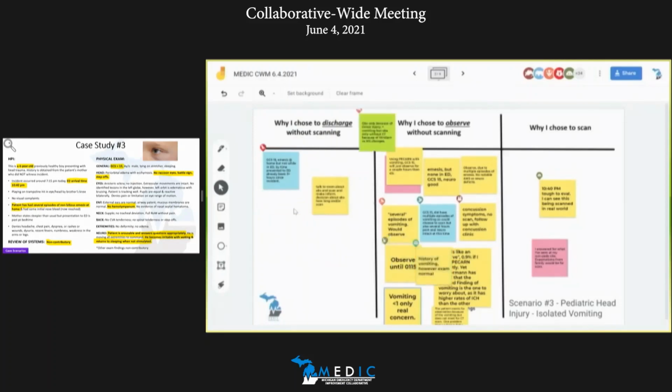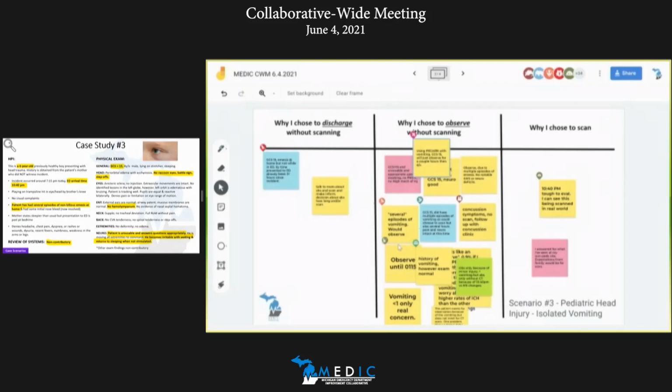But the point of this case is really to point out that we have some latitude here in terms of taking stock of the objective findings of the case. If you have the latitude to be able to observe, that's possible. And I see the majority of the stickies are in that central category that is in line with what we know from the PECARN rules.